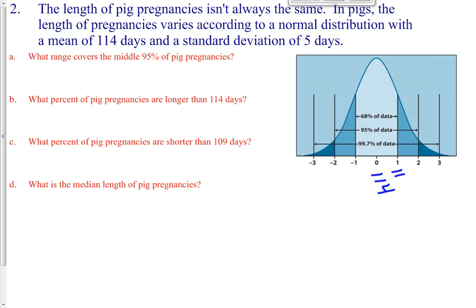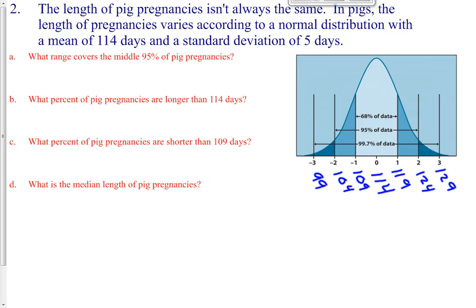So here is 119. Here is 124. Here's 129. Here is 109 days. Here is 104 days. And this one is 99 days. So most pigs have their piglets at about 114 days. But there's quite a few pigs that have their piglets 2 days before the due date or 2 days after the due date.